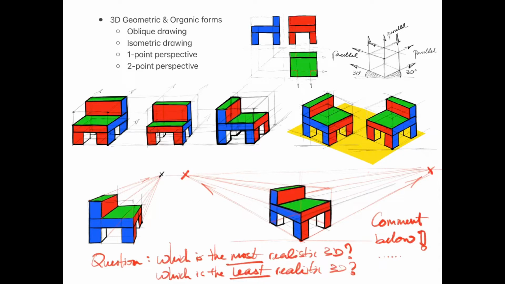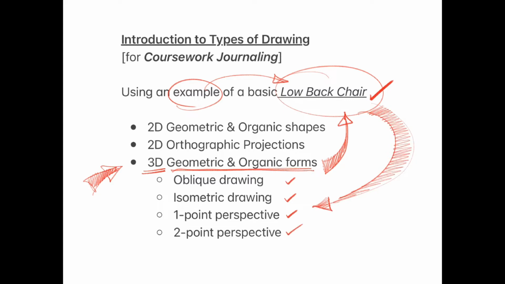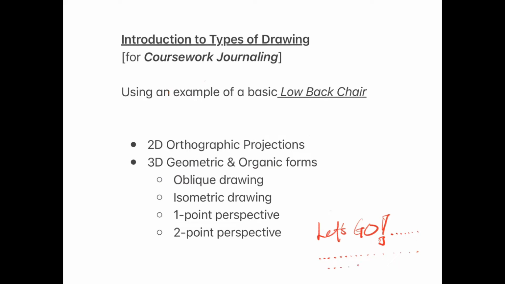This is an introduction video on the various types of three-dimensional geometric and organic forms. We use a low back chair as an example for oblique, isometric, 1-point and 2-point perspective. Let's go!